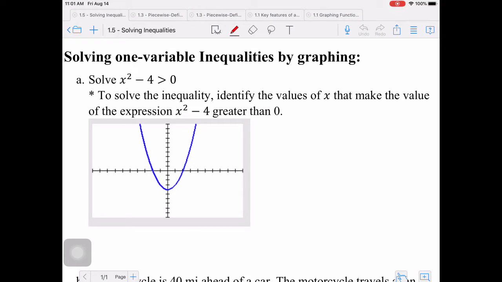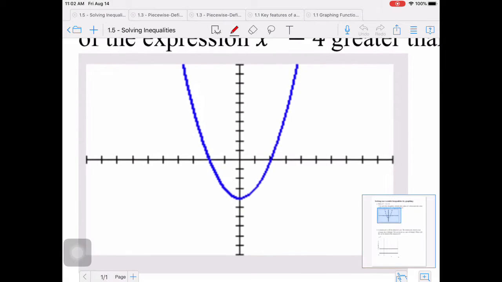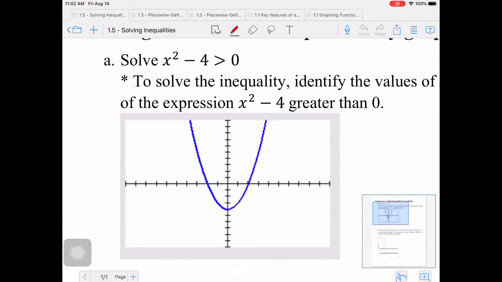Anyways, to be able to solve the inequality, we have to identify the values of x, so the domain of the function, that makes the value of the expression x squared minus 4 greater than 0. So basically, I want to know which part of the function is above 0. You might remember that for your key features section. As you can see, x squared minus 4 is already graphed there.